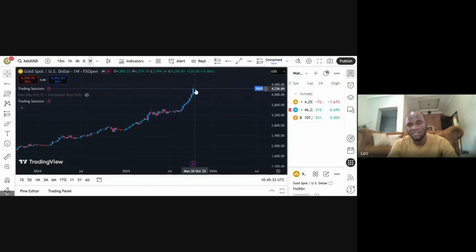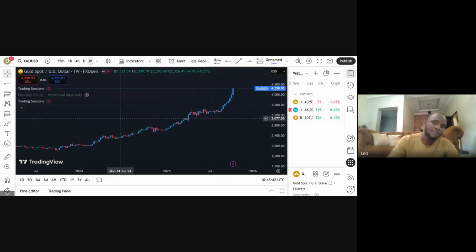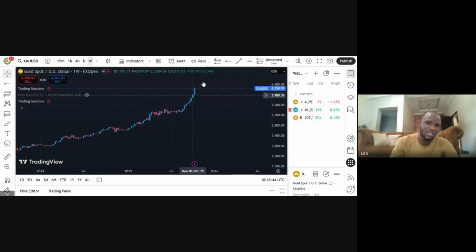And we're still seeing this rejection here. I expect it to move up, but now I'm going to be very skeptical because there's no previous high. Gold has never gotten to this point before. So as a technical analyst, you are trading based off what you see, right?